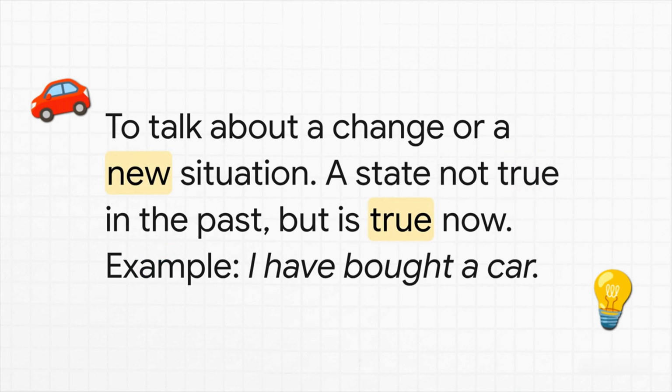Okay, job number 2 is to talk about change. It's perfect for showing how a situation is different now than it was before. For example, I have bought a car. What does that really mean? It means in the past, I didn't have a car. But because of that past action of buying one, my present reality has changed. I'm a car owner now.